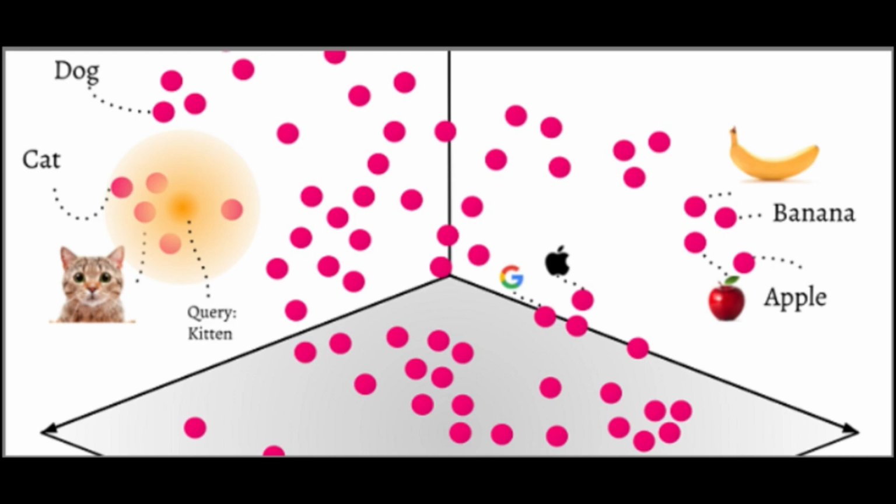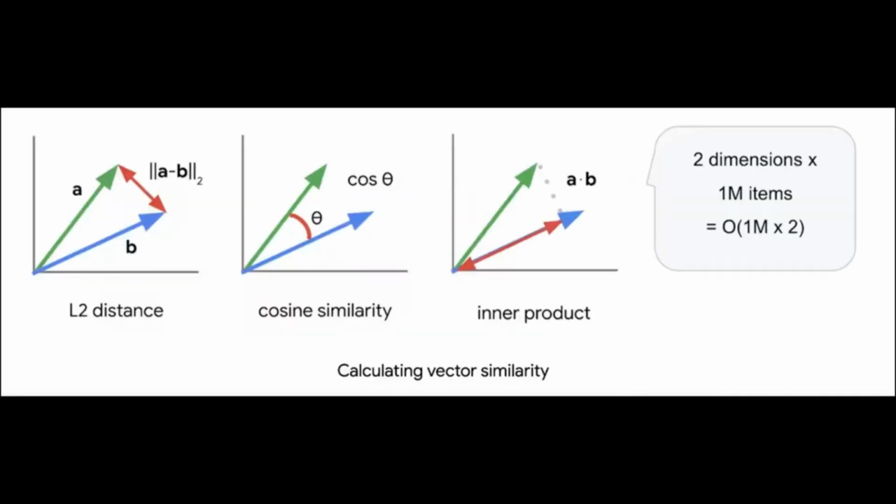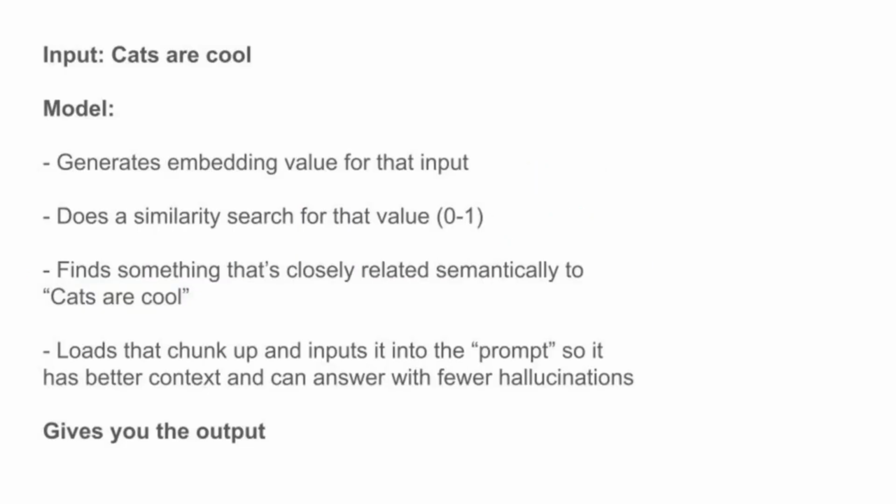And it's creating a numerical value for my input that I just put into the chatbot. It's going to compare these and see that this user's input is closest to this chunk about cats. It's going to load up that chunk and input it into the prompt so it has better context and can answer with fewer hallucinations.